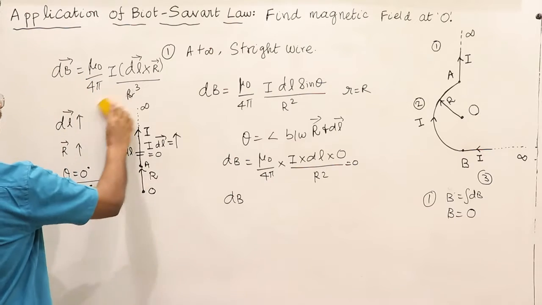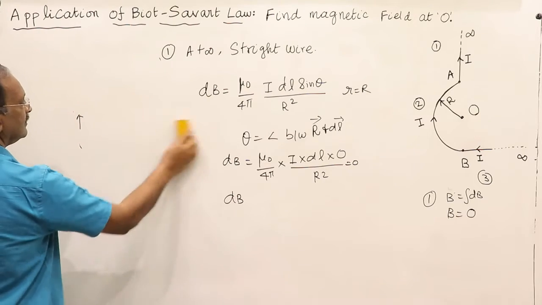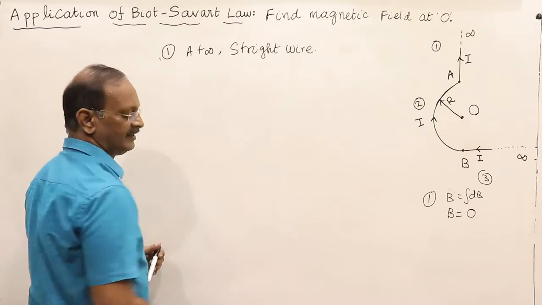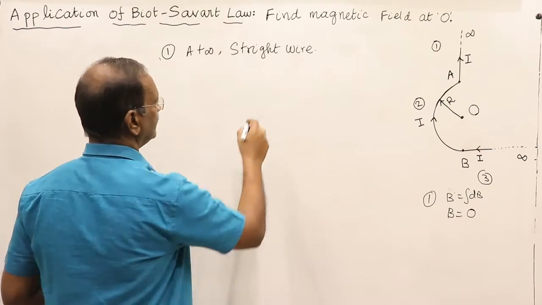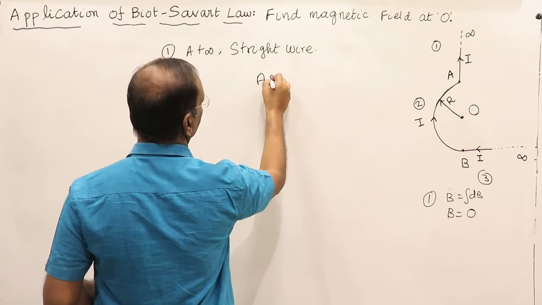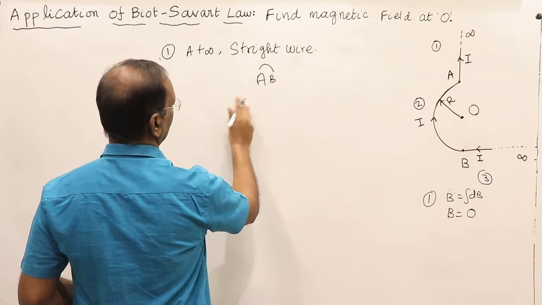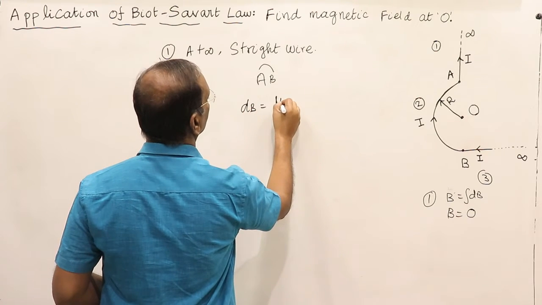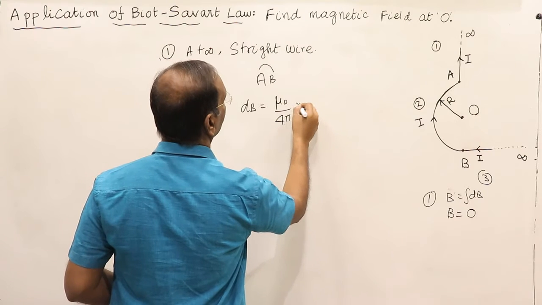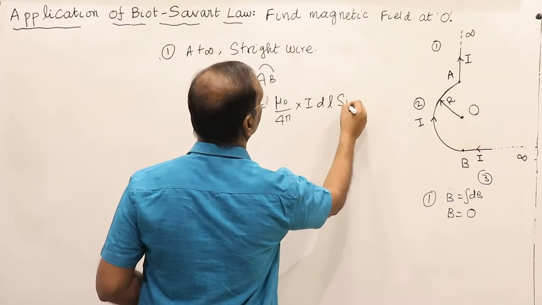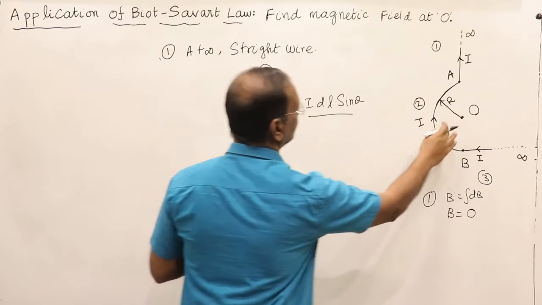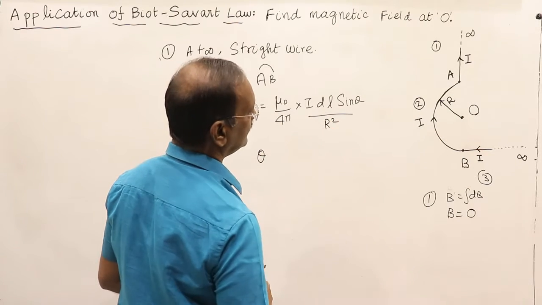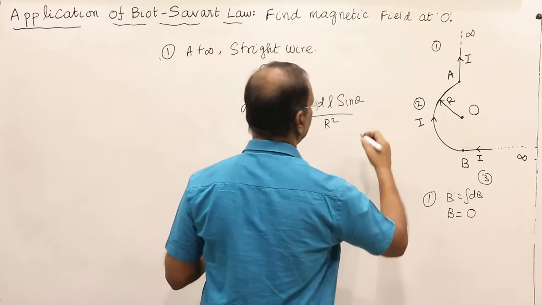And the second portion is a semicircular part. Already we have seen the equation for a semicircular part, that is AB. What is it? dB is equal to mu naught by 4 pi into I into dl into sine theta divided by r square, where r is the distance from here to here. What is theta?